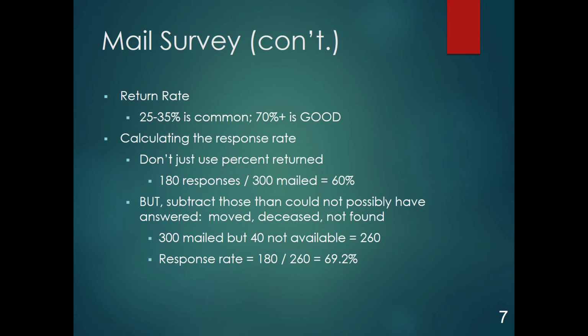So basically, 300 was mailed out, but 40 was not available. So that equals 260. Okay. And then your response rate is not out of 300, it's out of the 260. So it would be 180 responses divided by 260. So your actual return rate is then 69.2%. So it's closer to 70%. It's definitely a good response rate versus the 60%. So that's how you calculate your return rate.